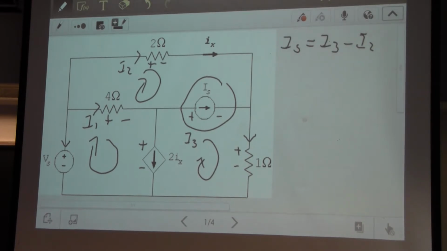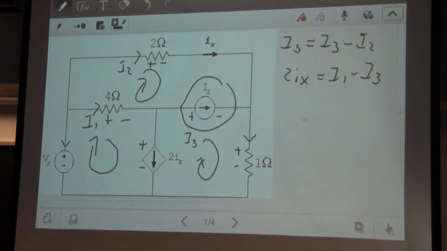Then I have the other source, which is dependent, but it's still just a current source. I can write it in terms of I1, which is coming in the same direction, and I3, which is coming in the opposite direction. So the dependent source 2ix is equal to I1 minus I3. Again, another simple equation that only involves 2 loop currents.